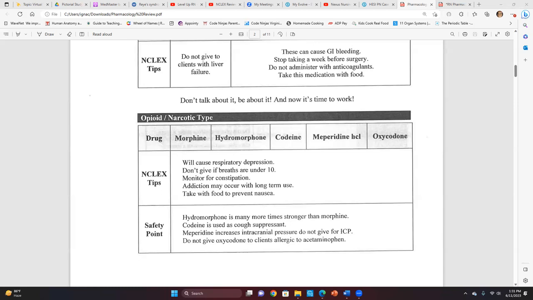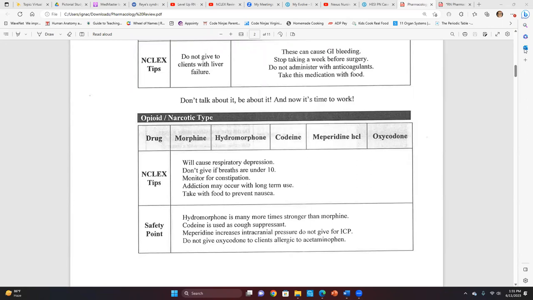Let me just put that in the chat just in case you see it. Paralytic ileus. Okay.